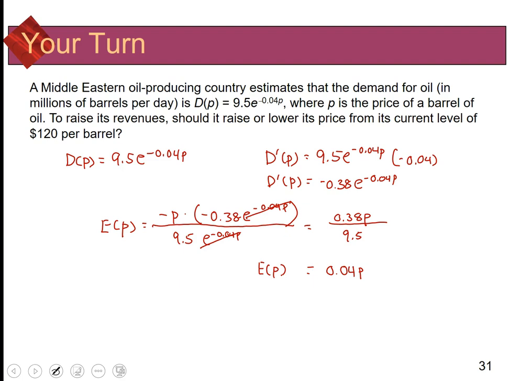So now I have to see what that is when the price is at $120 per barrel. So we have 0.04 times 120, and that's going to equal 4.8, which is greater than 1. That means that it is elastic. Yikes. Which means that basically at this point they should lower the price.